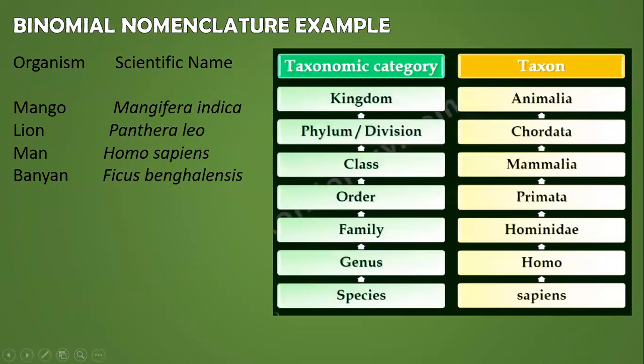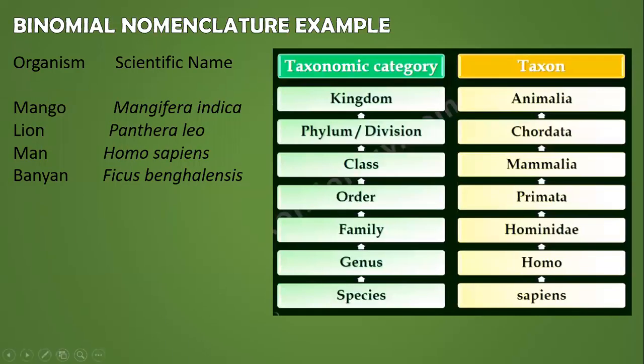Clear, everyone? Yes. Next, I have included some examples for you. Whenever I provide the PDF of the session, I'll try to provide it in the description, or else you can just take a screenshot. These are examples of binomial nomenclature: mango, Mangifera indica; lion, Panthera leo; man, Homo sapiens; and banyan tree, Ficus. Then you have to study KPCOFGS along with an example of a human being, as shown. Clear, everybody?